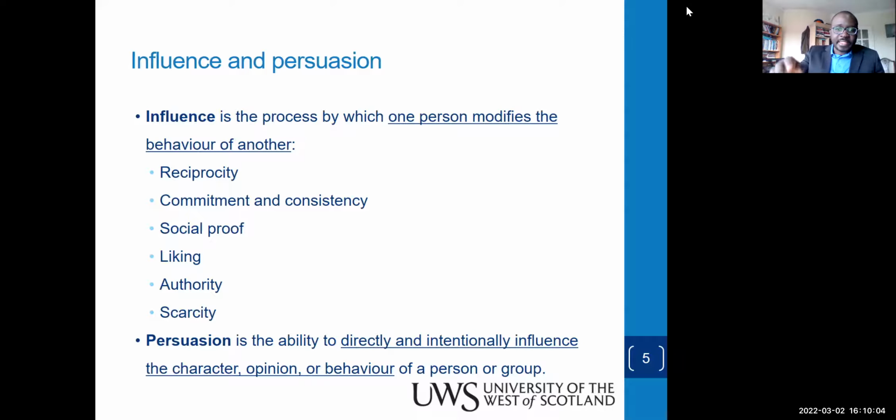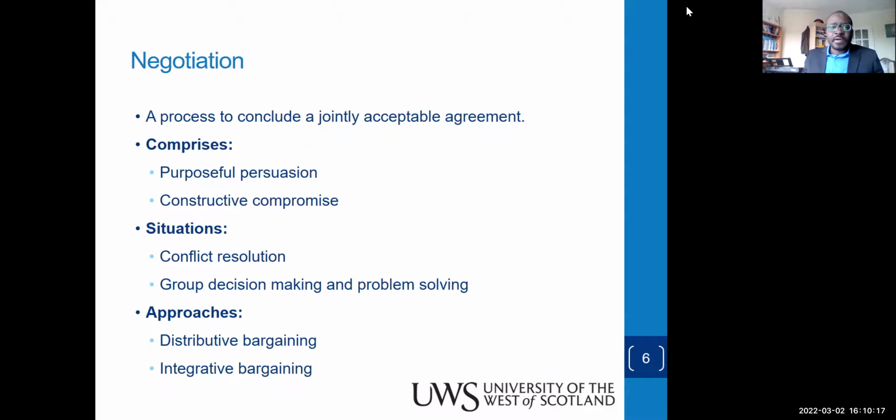And persuasion, like I said, is when you directly, intentionally, deliberately want to influence somebody. Okay, you're using that influence to deliberately change somebody's character, opinion, or behavior. Then negotiation, like I said, is give and take so that we can all come to a compromise.